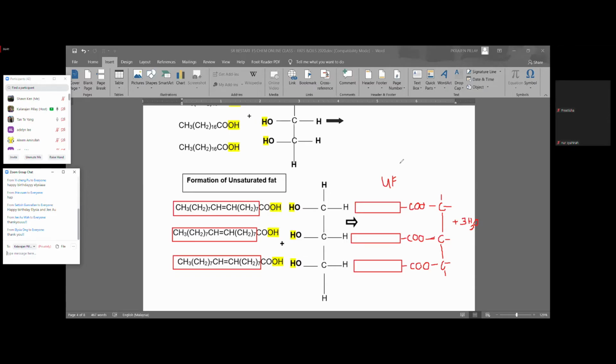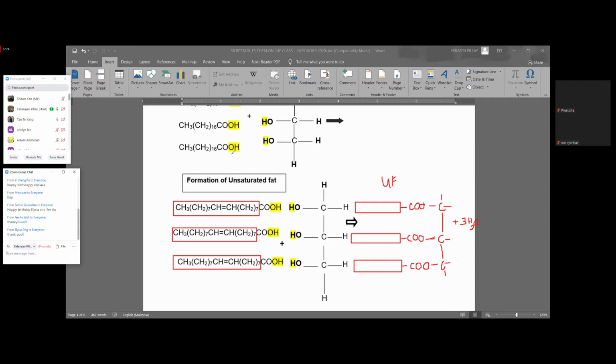Okay, any questions so far? So you know what is a saturated fatty acid and an unsaturated fatty acid. And then how you form a fat: 3 molecules of fatty acids combined with 1 molecule of glycerol. If it's going to be a saturated fat, you have 3 molecules of the saturated fatty acids combined with 1 molecule of glycerol. If it's going to be an unsaturated fat, 3 molecules of the unsaturated fatty acid combined with 1 molecule of glycerol. How do you know it's an unsaturated fatty acid? You see the double bond there between the carbon and carbon. Here, there's no double bond, all single bonds.